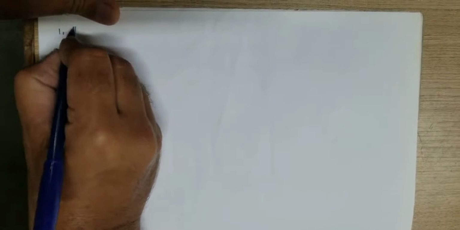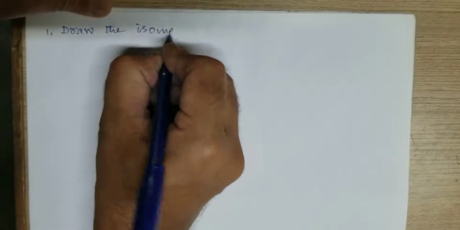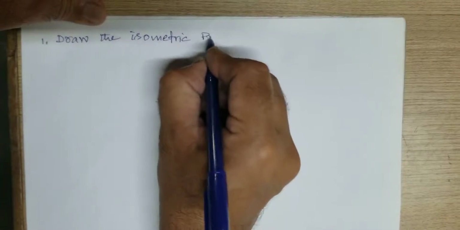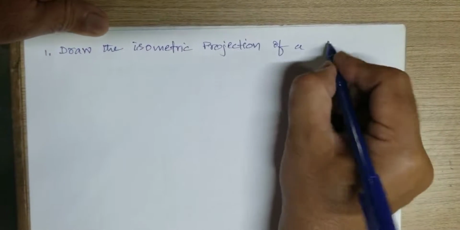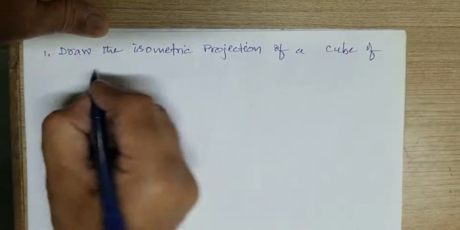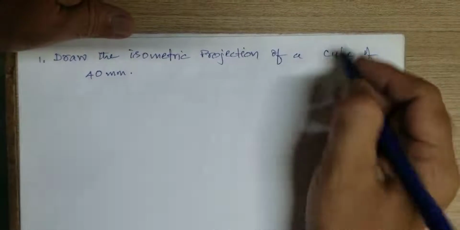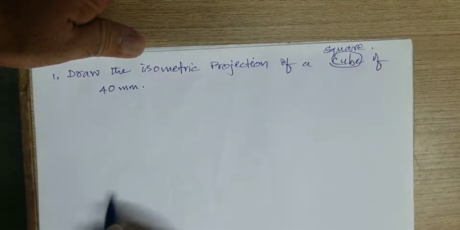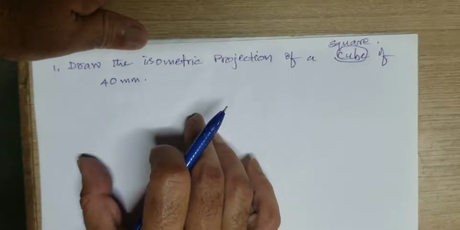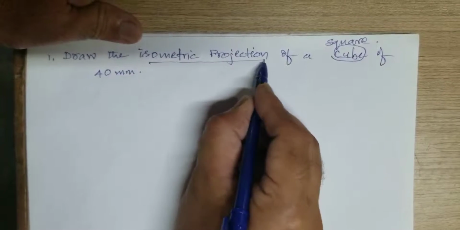The first question I am explaining reads like this: draw the isometric projection of a cube of 40 mm. Sorry, square, it is just a square, no problem. So, square 40 mm, we have to draw the isometric projection. See, here he is asking isometric projection, not view.